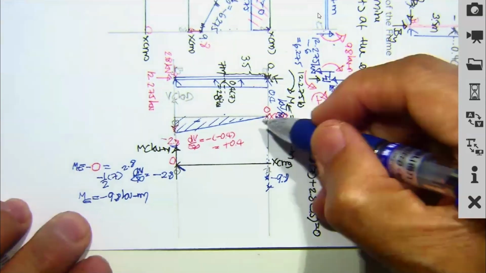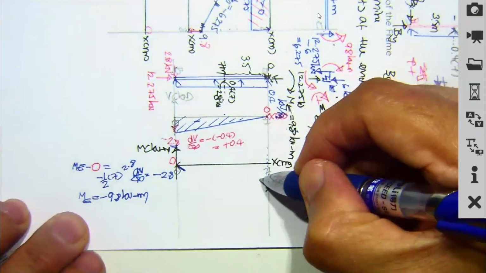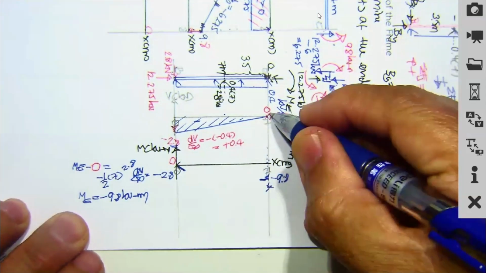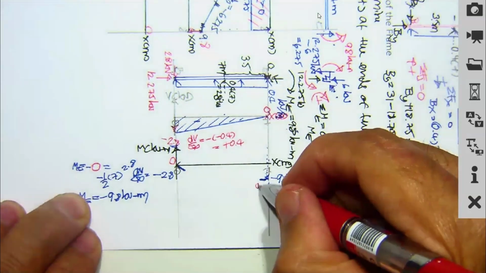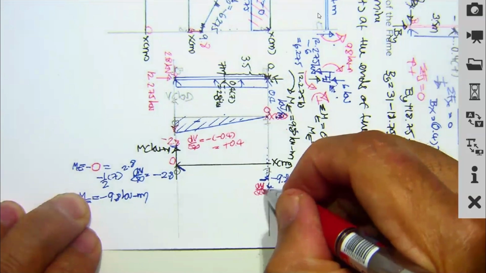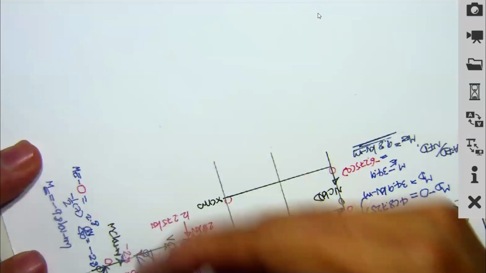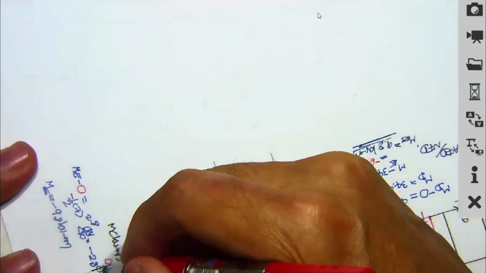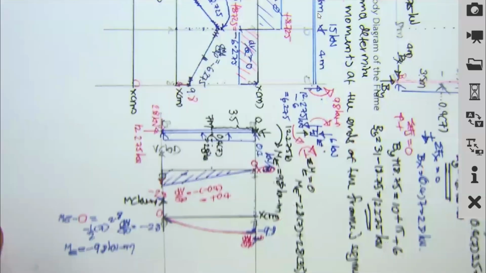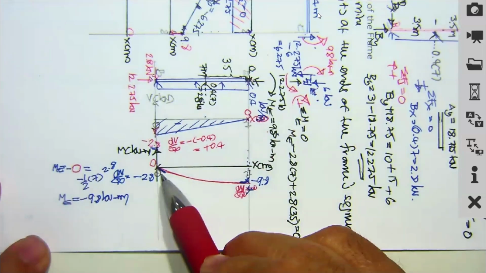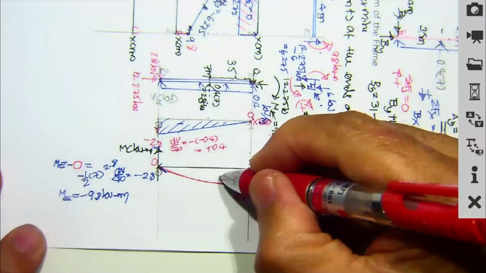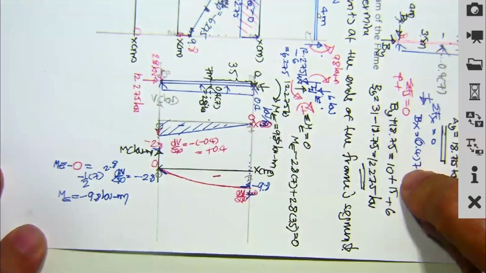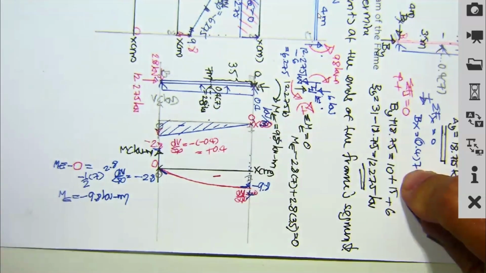And then the slope over here will be 0. Here over here is 0. So dM/dx over here is going to be 0. Our graph will be something like this one. Okay, the slope changes from minus 2.8 to be 0 here. And this is going to be negative bending moment.